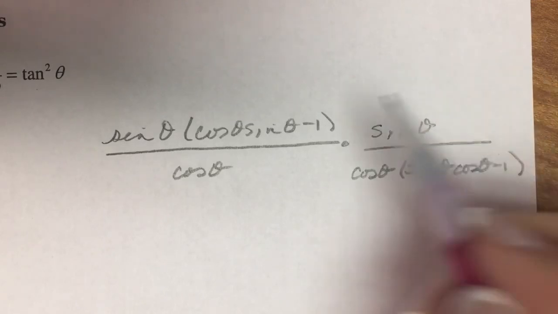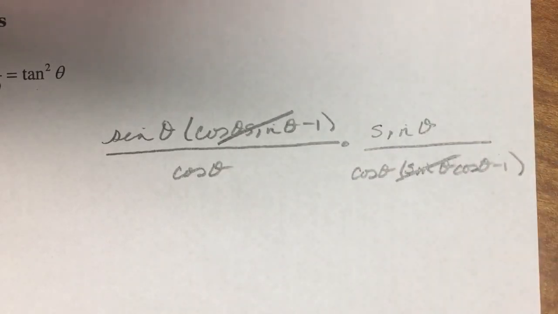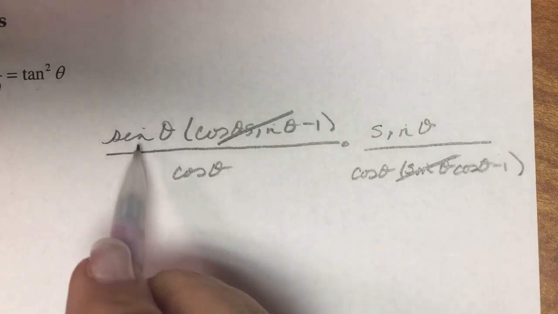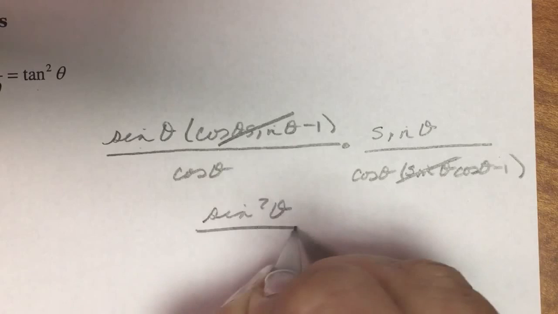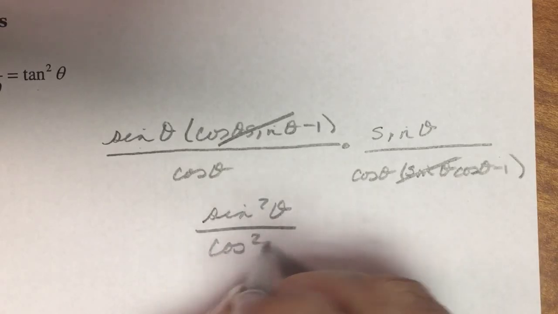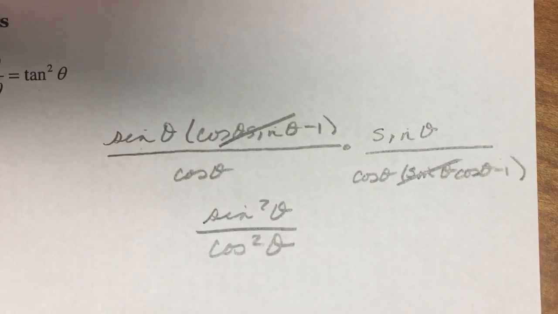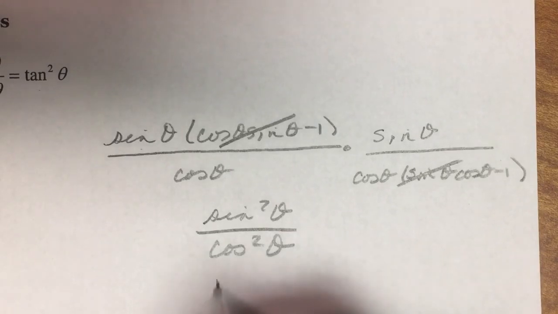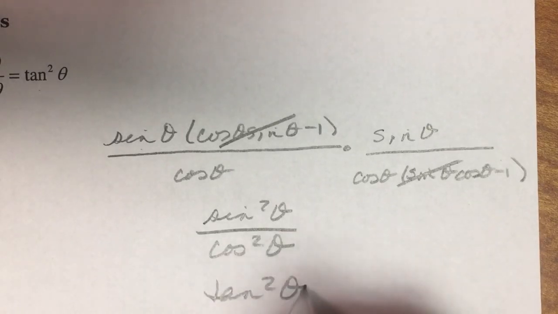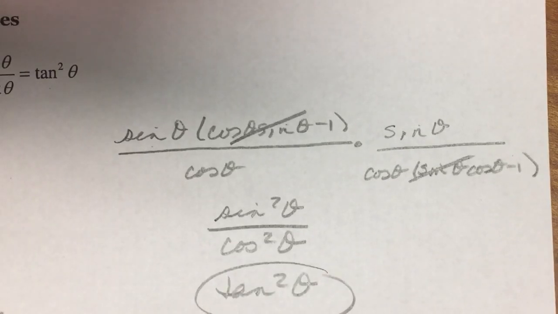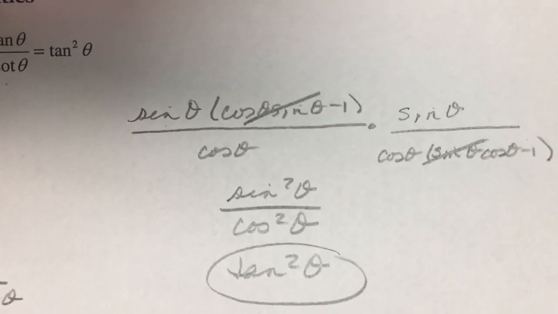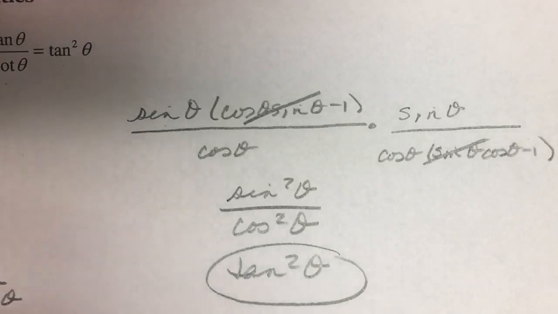So hopefully you see, first of all, that these are going to cancel. So on the top, what do I have left? I have sine squared theta over, on the bottom I get cosine squared theta. And of course, sine squared theta over cosine squared theta would be tangent squared theta, and I am done. So the algebra got a little tricky there. All right, so that's the end of the notes for 7.4. Have fun with those proofs.